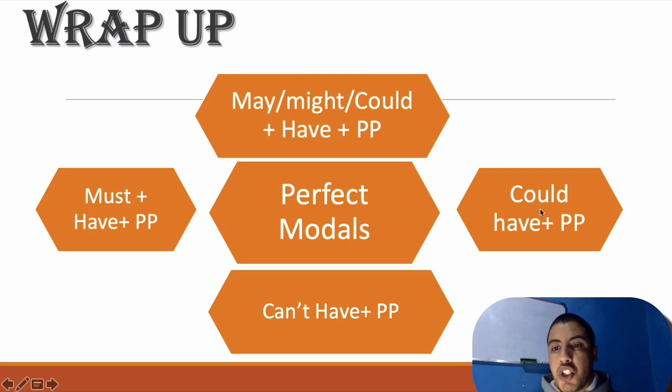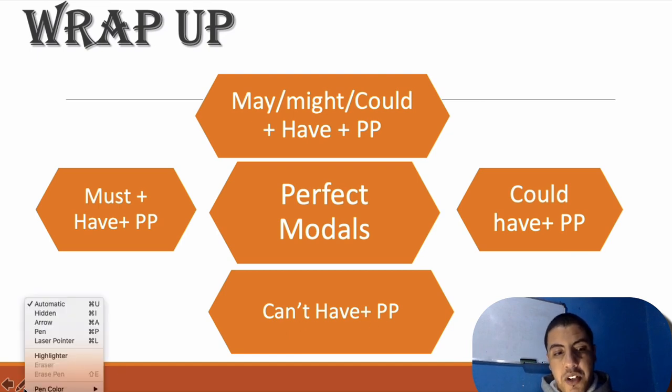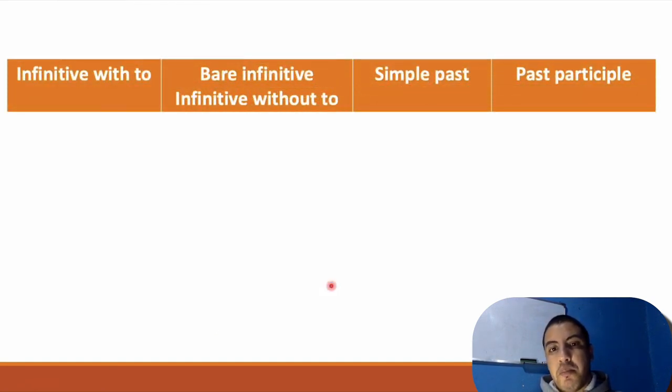Then we move to could plus have plus past participle. This one is used to express ability in the past which was not performed. It means that I had the ability to do something, but I didn't do it. Then the last one is can't plus have plus past participle. This one is used to express impossibility in the past based on evidence. Okay? So now let's move to talk about other modals perfect.